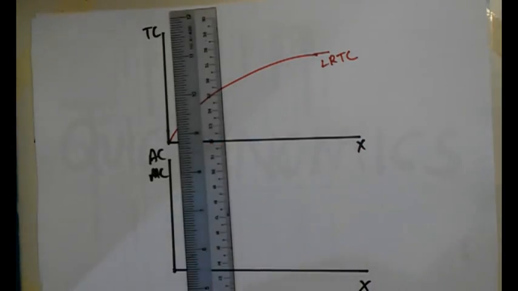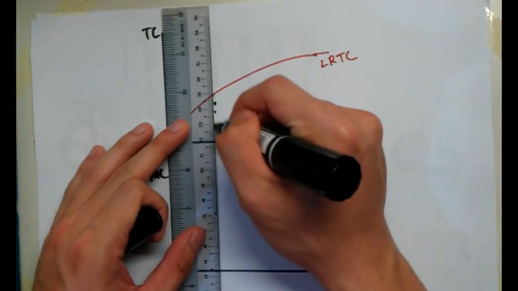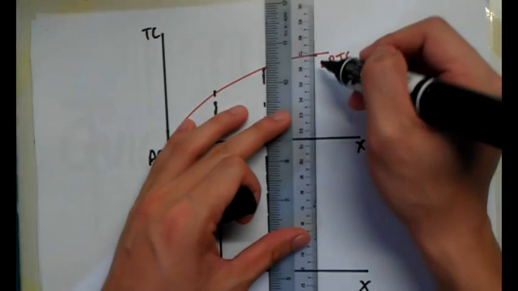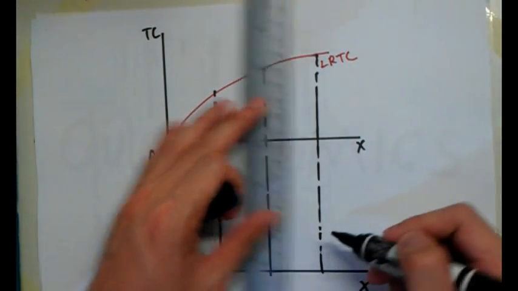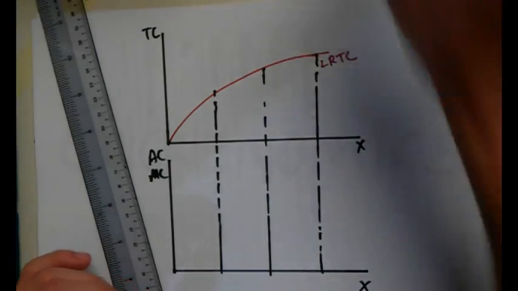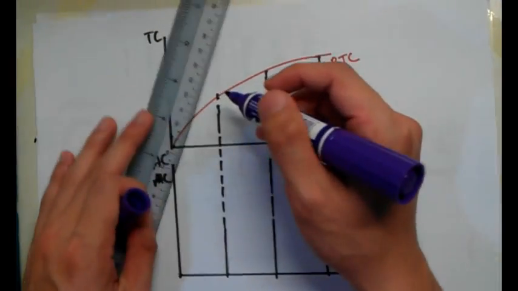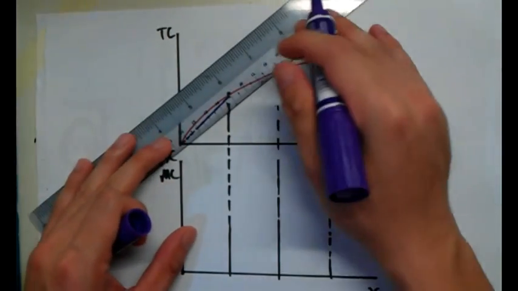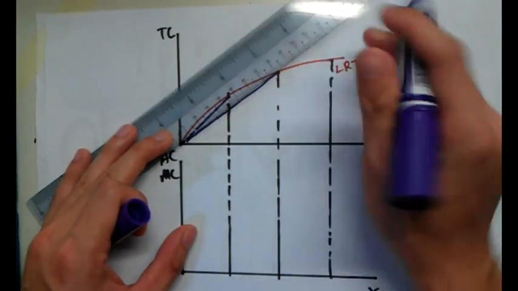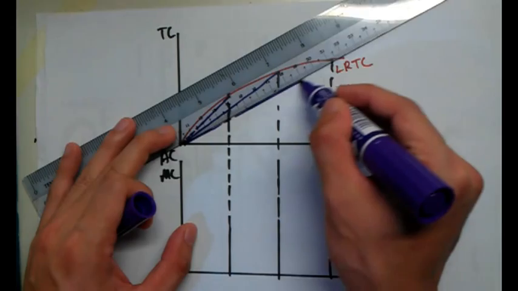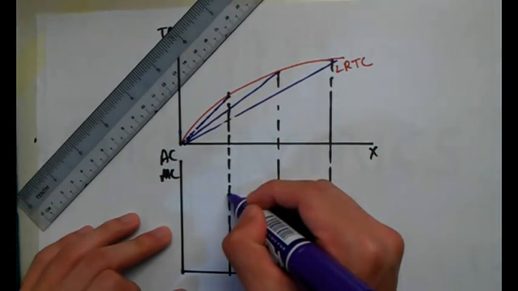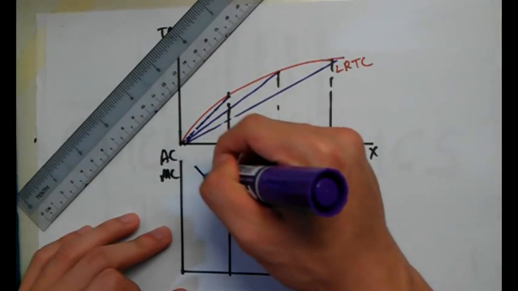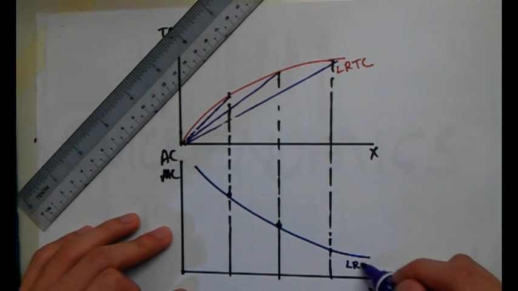Same thing. Let's draw lines. Three lines will be good enough. Let's use purple for our AC. At this point, I'm going to be drawing my rays now. Ray, and ray. As you can see, the rays are getting flatter and flatter. So that means this point over here is quite high, and here it tends to get lower, and here it gets even lower. So my average cost curve is going to look like this. Long run average cost.